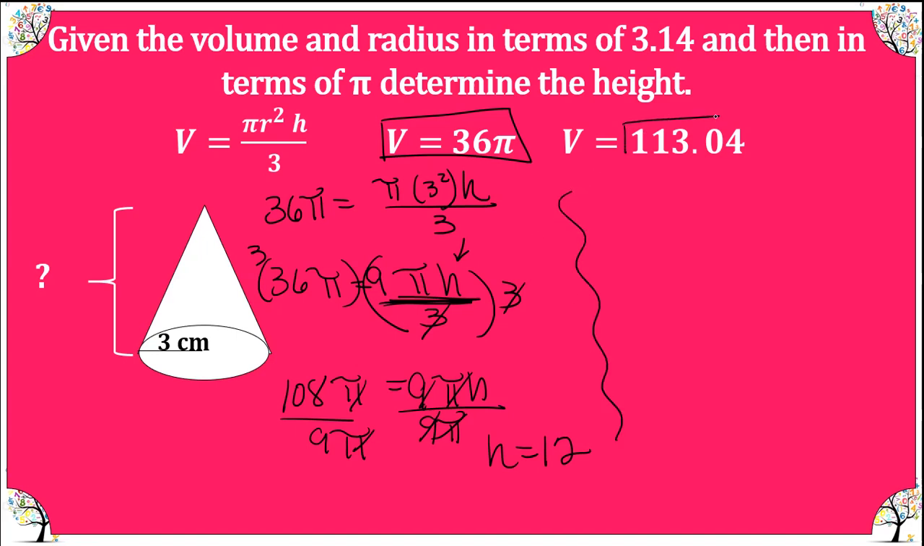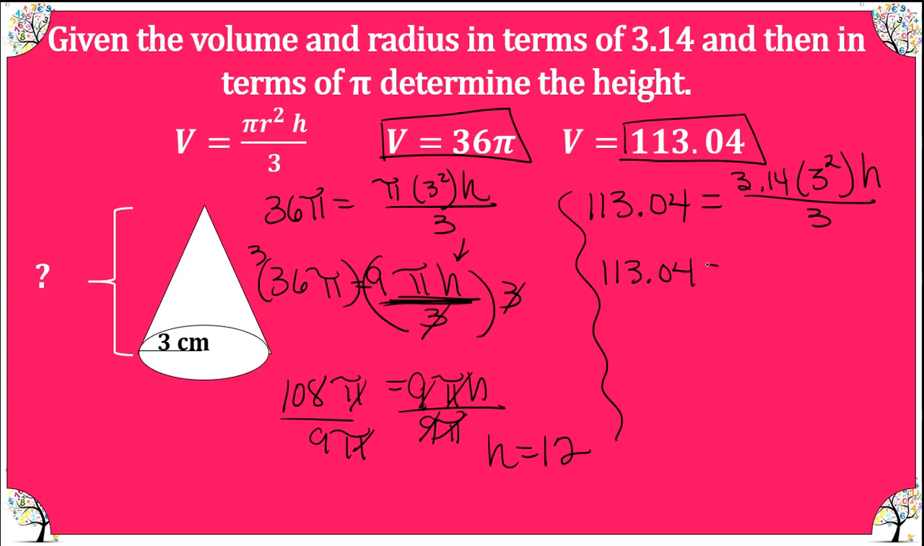Now we're going to do it in terms of 3.14. So V, volume, is 113 and 4 hundredths. That's equal to 3.14 times our radius of 3. Go ahead and do this calculation. I'm going to square 3, which is 9, and multiply that times 3.14. Again, I am not using the pi button on my calculator.